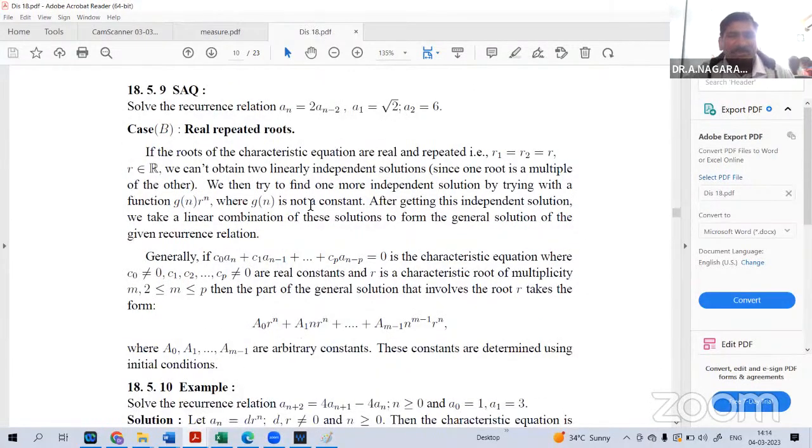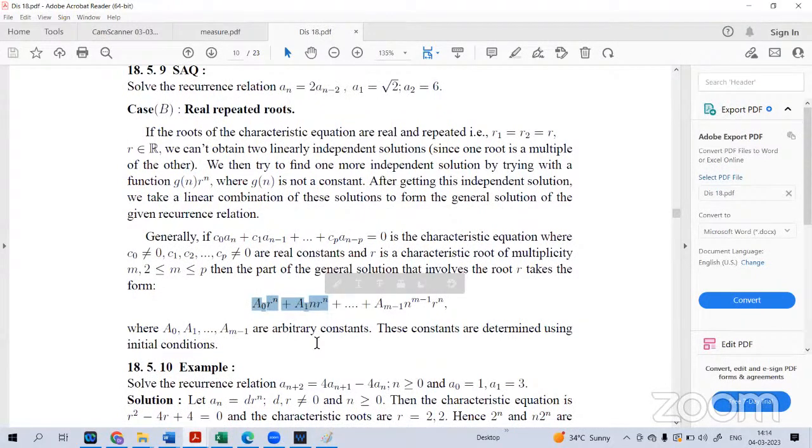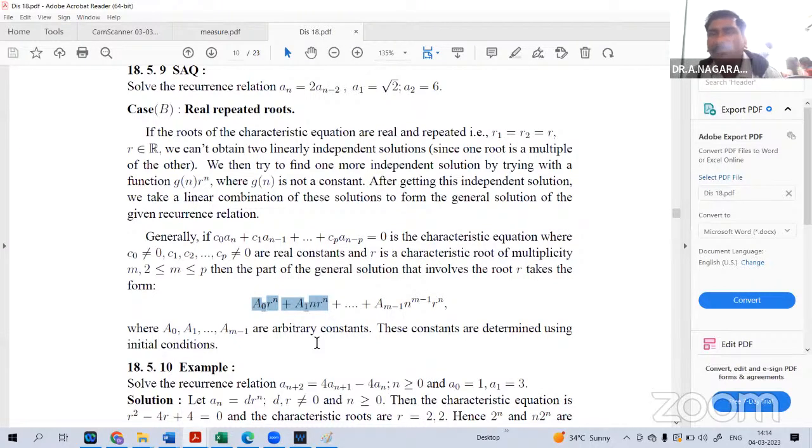Next, if I get repeated roots, what should we do? If we get repeated roots, we write a_0 r to the power of n. For example, with roots 2, 2, the solution is C1 times 2 to the power n plus a_1 times n times 2 to the power n. The second term takes the n. If the three roots are equal, 2, 2, 2, then the third term is a_2 n squared r to the power of n.